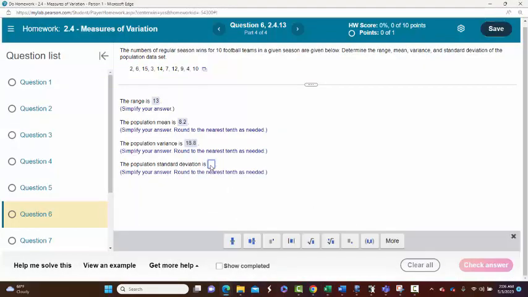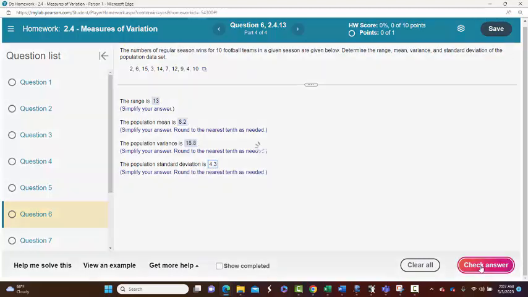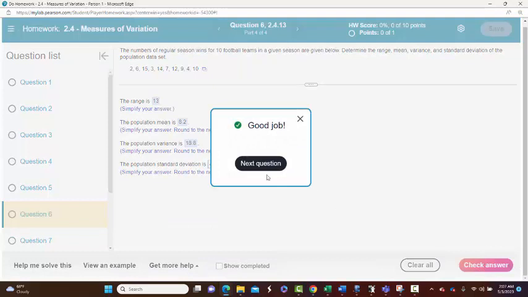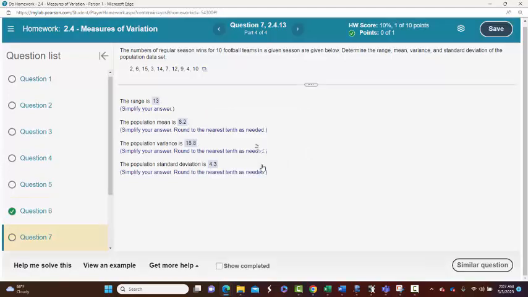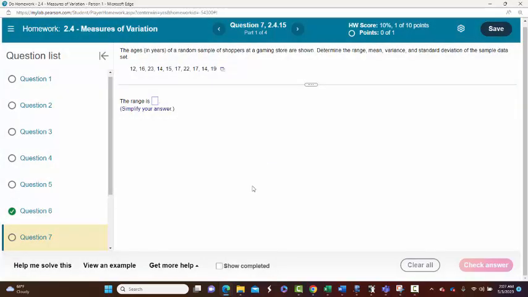You won't fool me this time, you sneaky MyStatLab. Got it. Okay, so there we go. Obviously it's trying to tell you whether it's a sample or a population, and of course the question helped by saying that too.